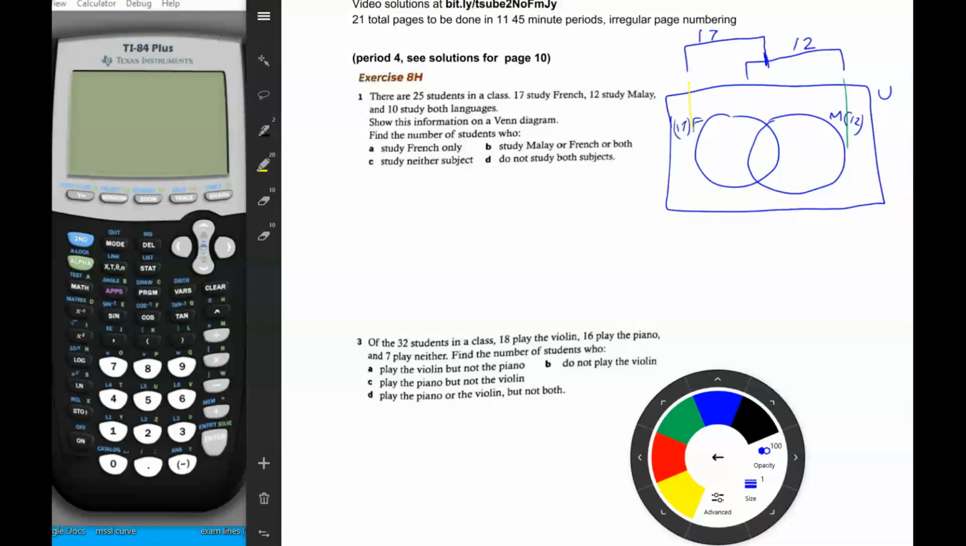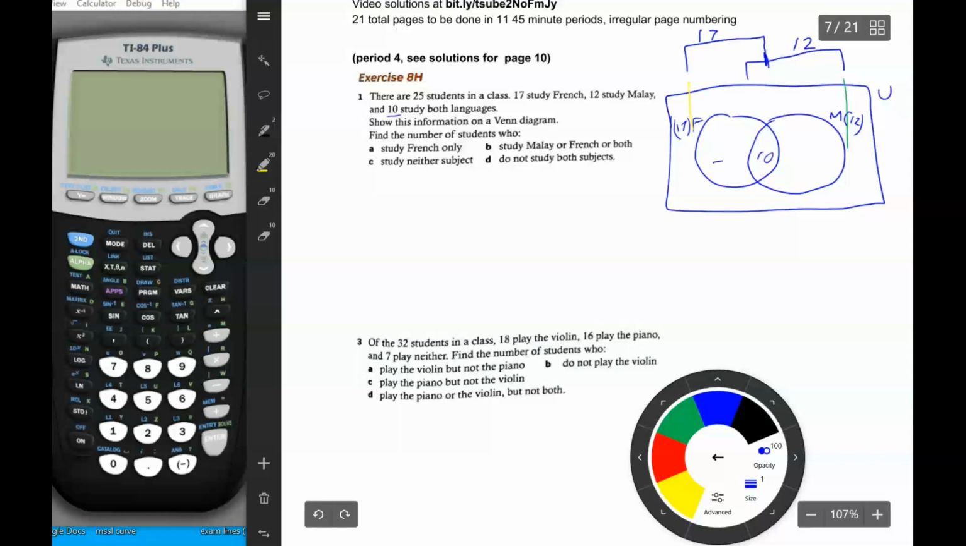And then the other detail that we haven't written down is that 10 study both languages. Now, sometimes they don't give you the both number. And remember, the both number goes here because the people that do French and Malay are going to be in the fish part of the diagram, this part that looks like the fish.